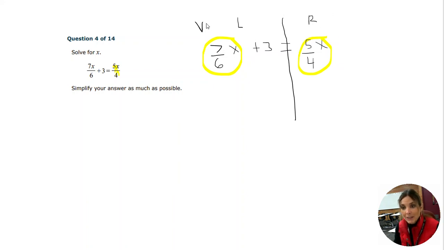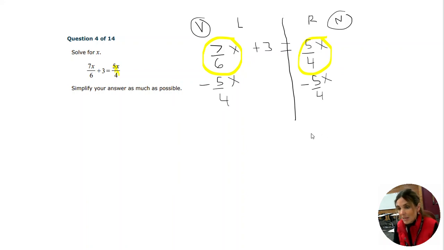So I'm just going to make a little note. I want variables on this side. I want numbers on this side. Okay. So I don't want variable terms on the right side, I want those on the left. So to get rid of a 5/4 x, to make that cancel out, I'm going to subtract 5/4. I also need to do that on the other side.